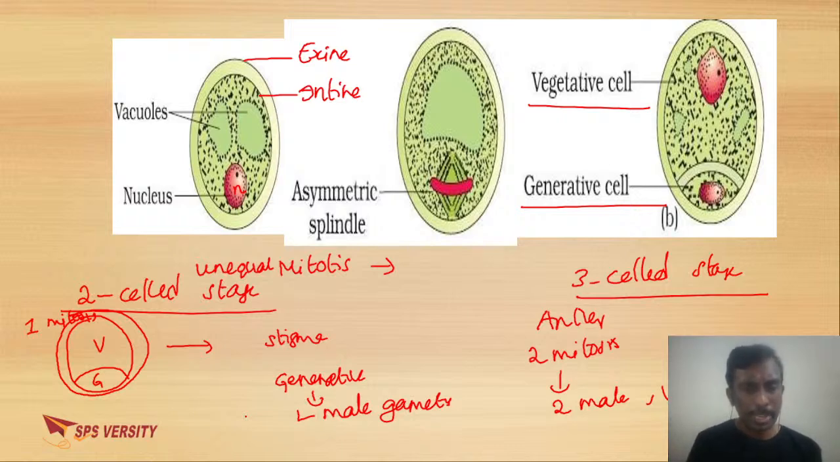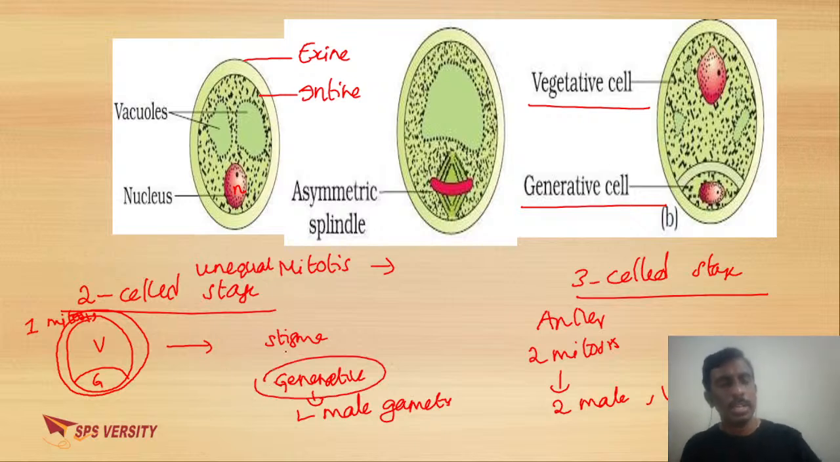From where are these male gametes formed? These male gametes are formed from the generative cell. The function of the vegetative cell is nutrition, that is, nourishment for the generative cell, so that the male gametes are formed from the generative cell. So this is how we can see the development of pollen grains.